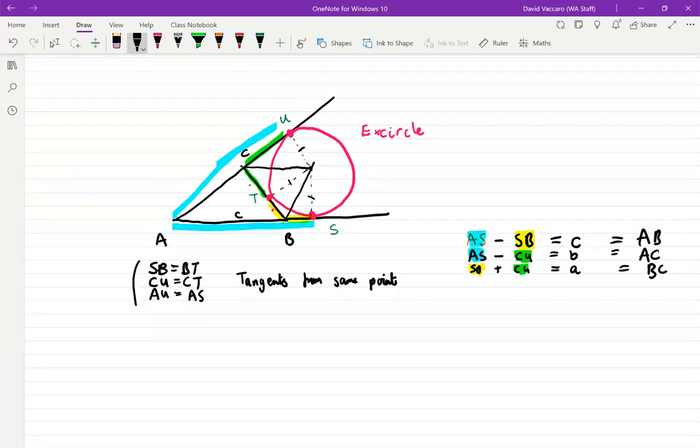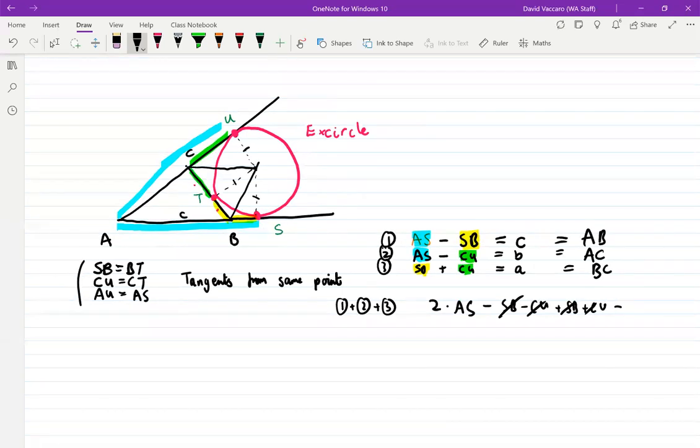So let's add all of these three equations. I'll call them 1, 2, and 3. If I do 1 plus 2 plus 3, I get 2 lots of AS minus SB minus CU plus SB plus CU. So those all cancel, and that is equal to A plus B plus C. So AS is (A plus B plus C) over 2, which is equal to S. Okay, so my semi-perimeter.